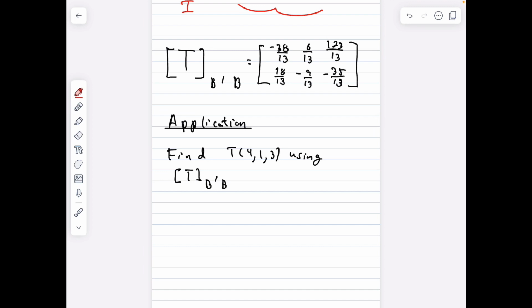Now, just as a quick comment on what you use this for, often it is easier to work with a matrix representation of a transformation than with the actual transformation. Not in this case. I would say it's easier to use the actual transformation here, but in some cases it is. For example, one application is to find the image under a transformation. So for example, here I'm saying T of (4, 1, 3). How can I find that using the matrix? I will make a video on how to do that, but I just wanted to give you a heads up on what the purpose of doing this is.